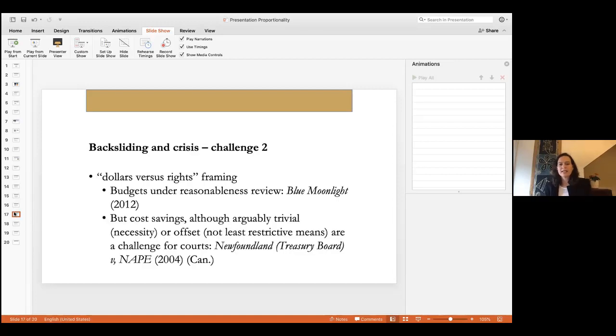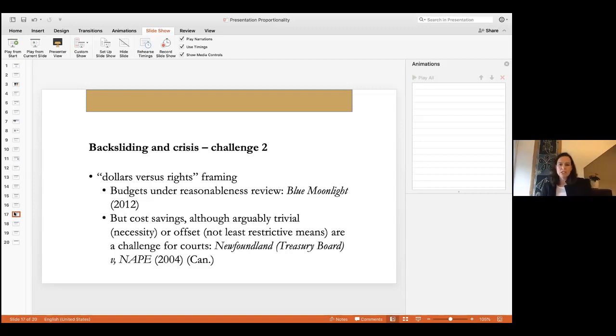The second challenge is the dollars versus rights framing that proportionality can invite in the context of economic and social rights cases. It's been established in jurisdictions now that courts adjudicating economic and social rights can review a budget to see what's left in, what's left out. So the Blue Moonlight decision in 2012 in South Africa is a good example of budgetary decisions, and even a duty to plan and budget comes under economic and social rights review.